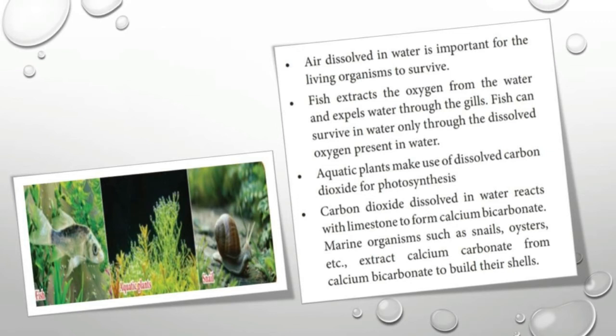Aquatic plants make use of dissolved carbon dioxide for photosynthesis. Carbon dioxide dissolved in water reacts with limestone, that is calcium carbonate, to form calcium bicarbonate. Marine organisms such as snails, oysters, etc., extract calcium carbonate from calcium bicarbonate to build their shells.